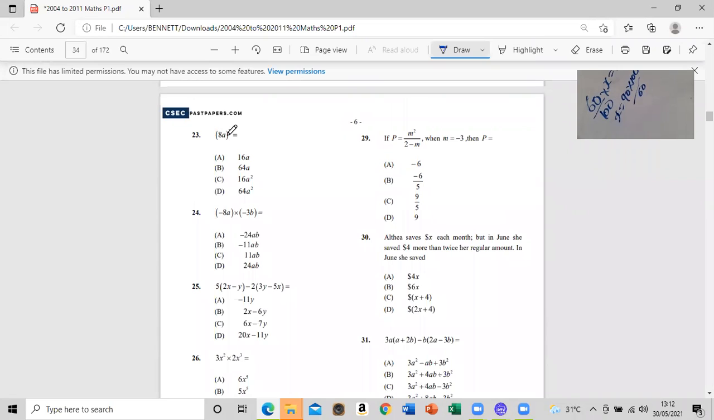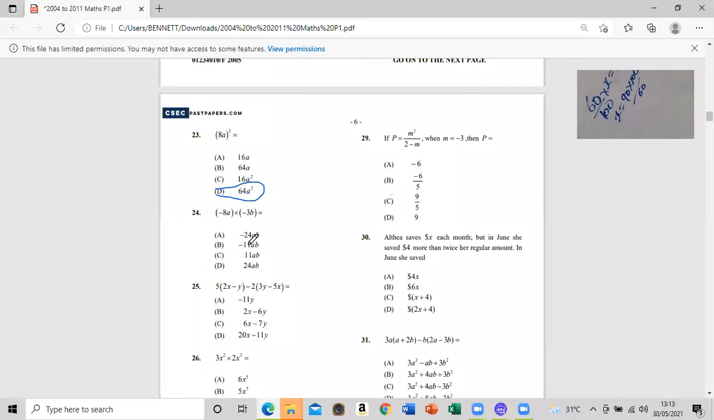So 8a squared is 8a times 8a. 8 times 8 is 64. a times a is a squared. We did this earlier also.